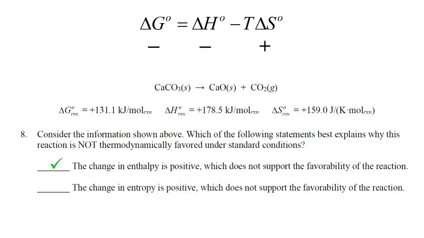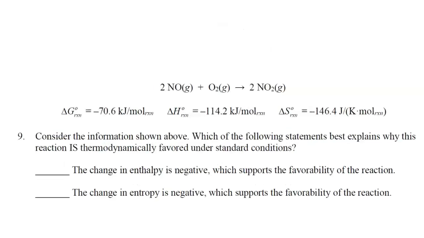Now let's take a look at question 9. In question 9, we are given a chemical equation and we have the value of delta G, delta H, and delta S. It says, consider the equation or the information shown above. Which of the following statements best explains why this reaction is thermodynamically favored under standard conditions?